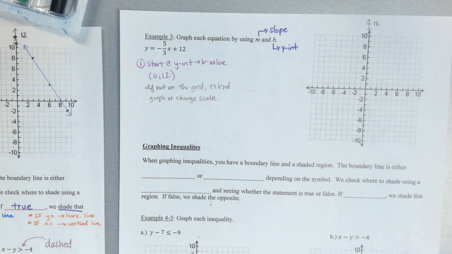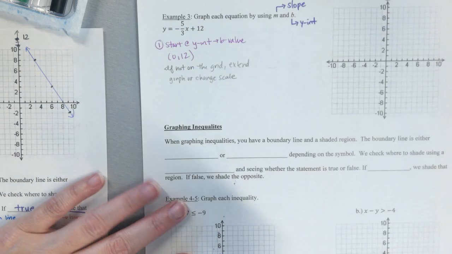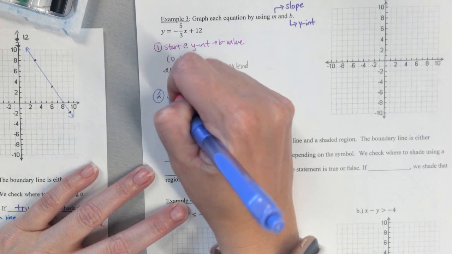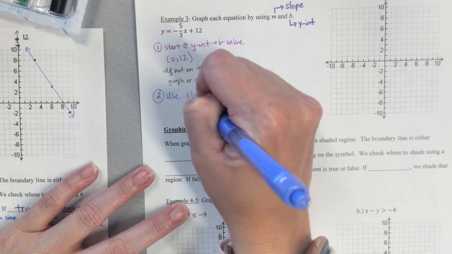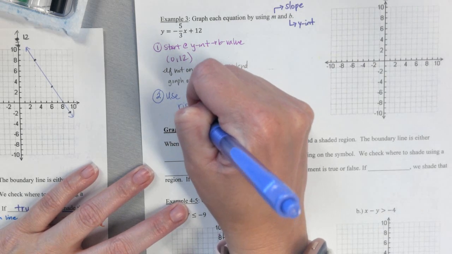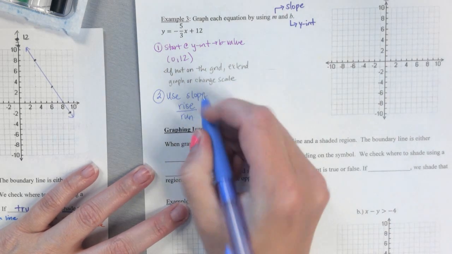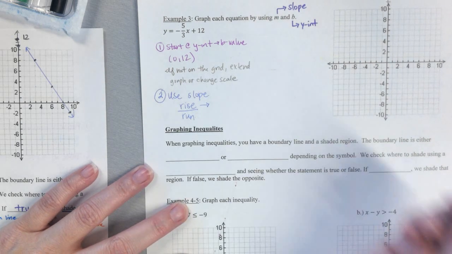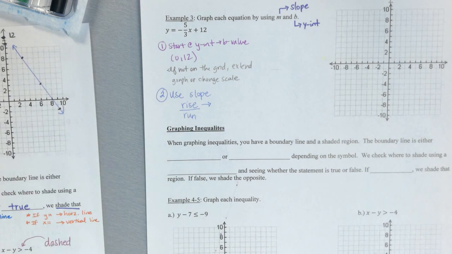Alright, now earlier I asked you guys what you knew about linear functions, and one of you said the rise over the run. That is how we're going to find our next point. So for step 2, you're going to use your slope. Okay, which is the rise over the run. What does the rise mean? What does that refer to? Yeah, you're up or down.